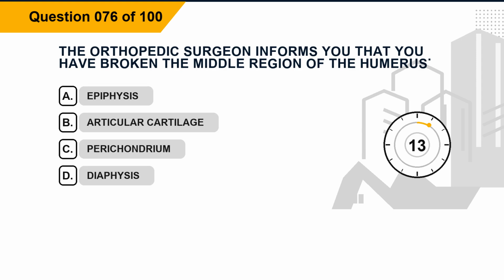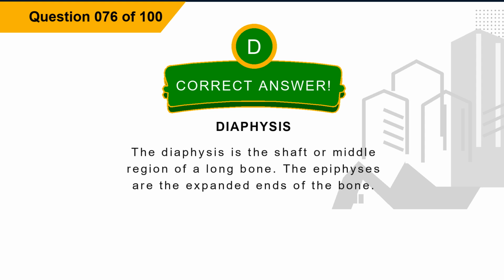Question 76. The orthopedic surgeon informs you that you have broken the middle region of the humerus. Option A, epiphysis. Option B, articular cartilage. Option C, perichondrium. Option D, diaphysis. The correct answer is option D, diaphysis. Explanation. The diaphysis is the shaft or middle region of a long bone. The epiphyses are the expanded ends of the bone.